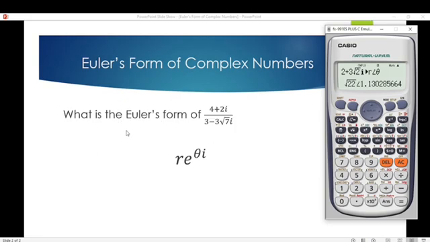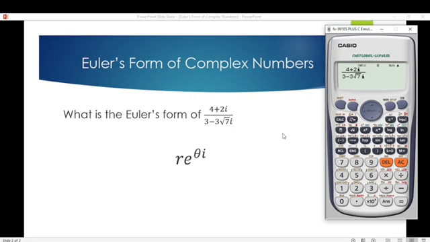Our last question is: what is the Euler's form of 4 plus 2i over 3 minus root 7i? So let's type our question in. I have 4 plus 2i over 3 minus root 7i. So we close the root and bring our i.